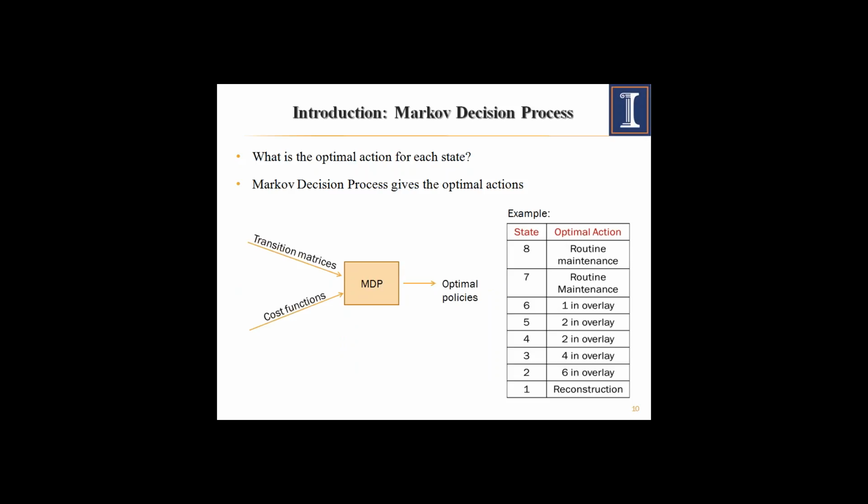Like here is an example of output of Markov decision process, which tells us that even if you are in the best state, like state 8, it's better to do a routine maintenance to lower the probability of going to the worst state.